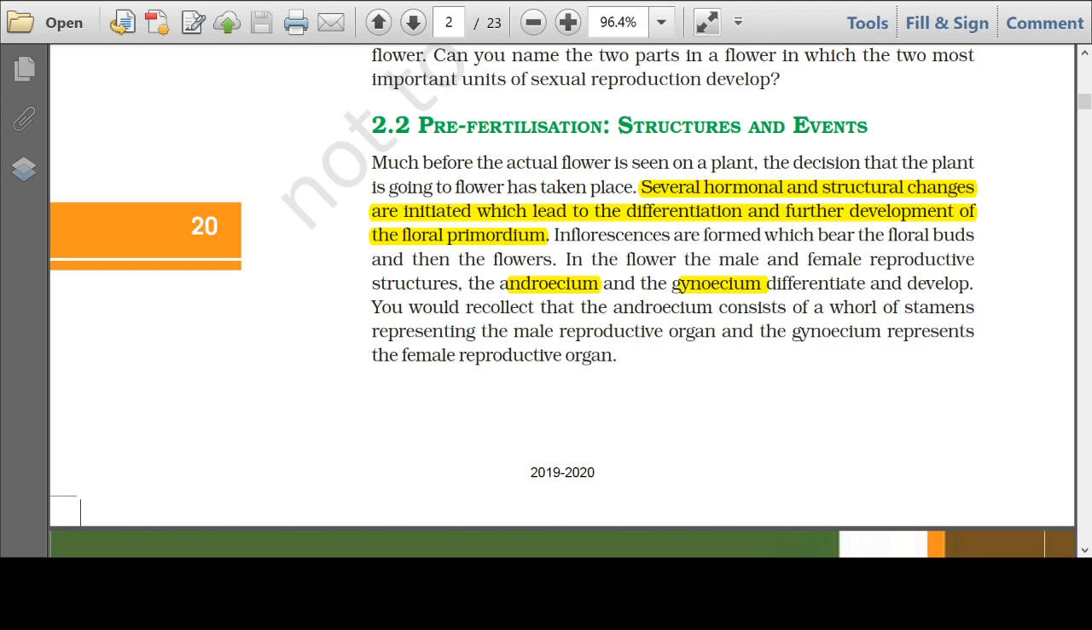As you all know, a typical bisexual flower has 4 floral whorls. From outside to inside, they are the calyx, corolla, androecium, and gynoecium. Of these 4, the calyx and corolla are considered non-essential parts of a flower, since they're not directly involved in reproduction. However, they have some role. But the androecium, the male part, and the gynoecium, the female part, are responsible for reproduction. These two parts contain the reproductive organs, hence they are called the essential parts of a flower.